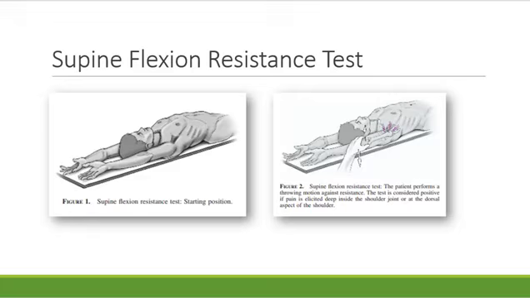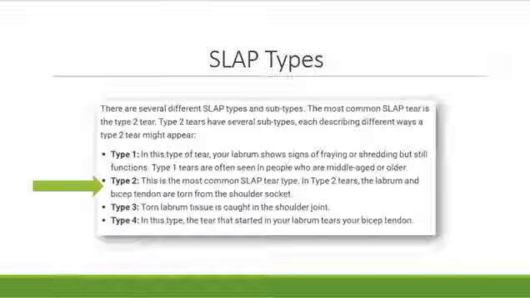Laying supine, arm is positioned overhead, which may be uncomfortable for some people with acute shoulder injuries in general. The clinician grasps the patient's arm just distal to the elbow. Patient's asked to perform a forward flexion of the arm. Test is positive if it elicits pain deep inside the shoulder joint or at the dorsal aspect of the shoulder. Type 2, the most common type of SLAP tears, is one that the authors suggest this test is good at identifying. There are some additional types of SLAPs.